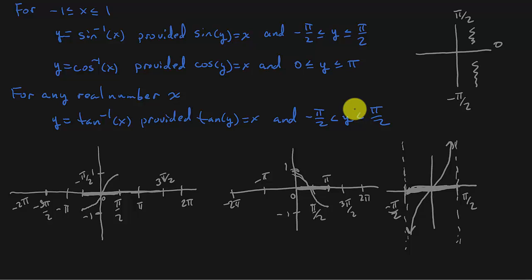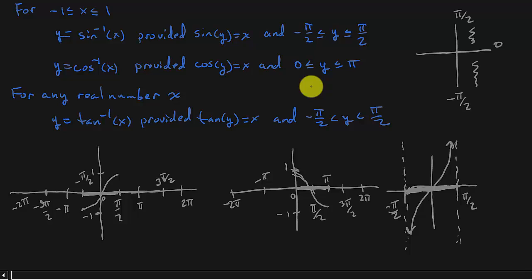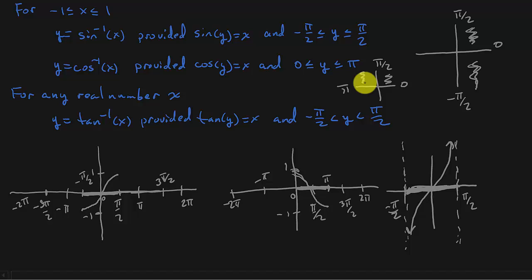And then when we take the inverse cosine, we're going to get an answer between 0 and pi. So keep in mind for inverse sine and tangent, we're going to be in the first and fourth quadrant. And then if I look at cosine, there's 0, there's pi over 2, and there's pi. So when we take the inverse cosine, I'm going to get an angle in the first or the second quadrant. Okay? All right, so now let's come down here and look at some examples.